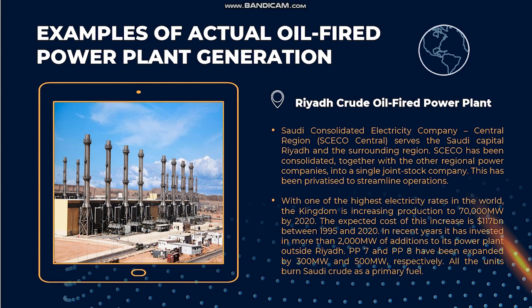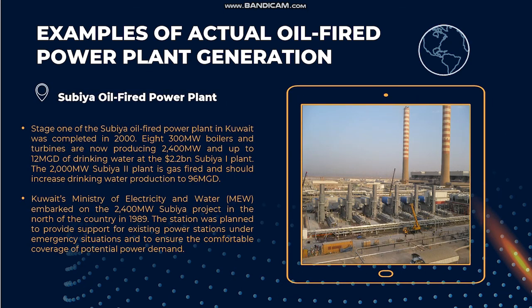Saudi Consolidated Electricity Company Central Region (SCECO Central) serves the Saudi capital Riyadh and the surrounding region. SCECO has been consolidated together with the other regional power companies into a single joint stock company. So we go to the next example, which is the Subia oil-fired power plant. Stage 1 of the Subia oil-fired power plant in Kuwait was completed in year 2000.